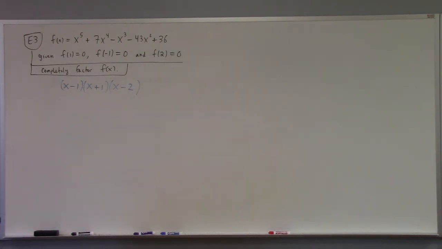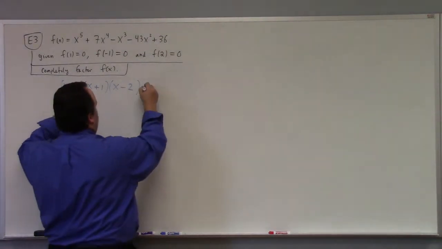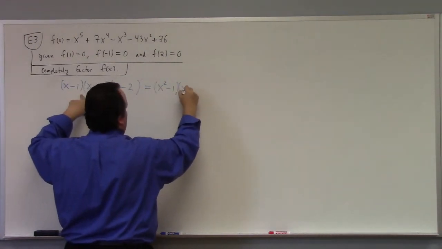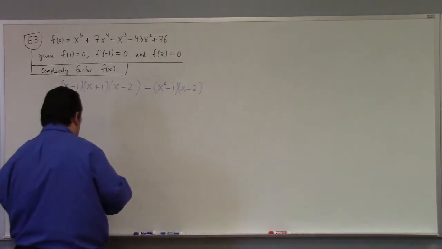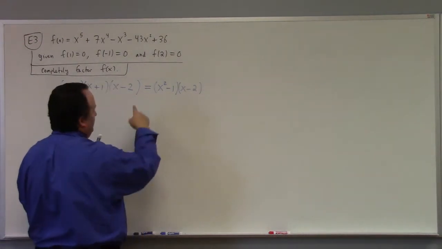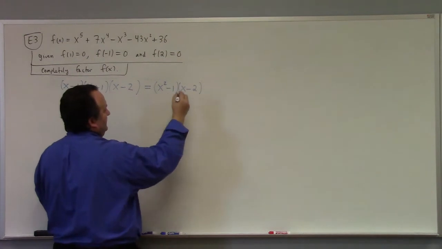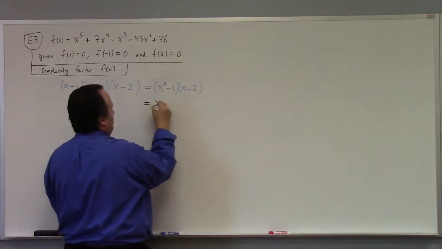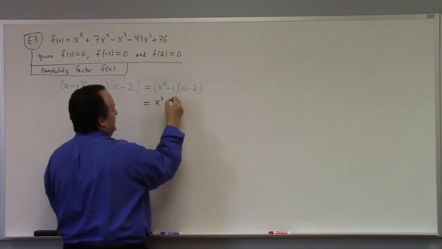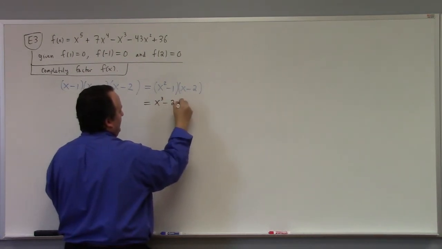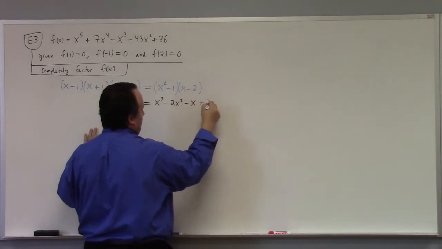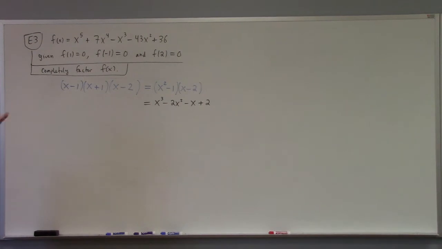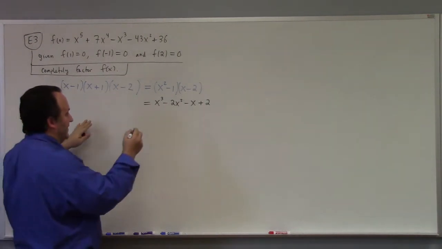And you can multiply those out, right? Let's do that. So this is x squared minus 1, the first two, and then times x minus 2. And then multiply that out. You get x squared times x is x cubed, then minus 2x squared minus x plus 2. So the product of these three factors is that cubic, and that cubic must be a factor of f of x.